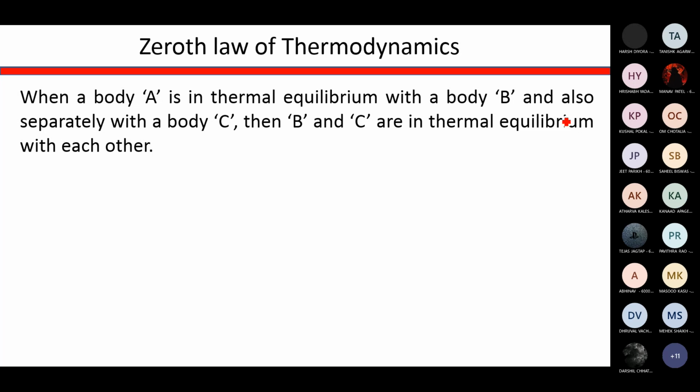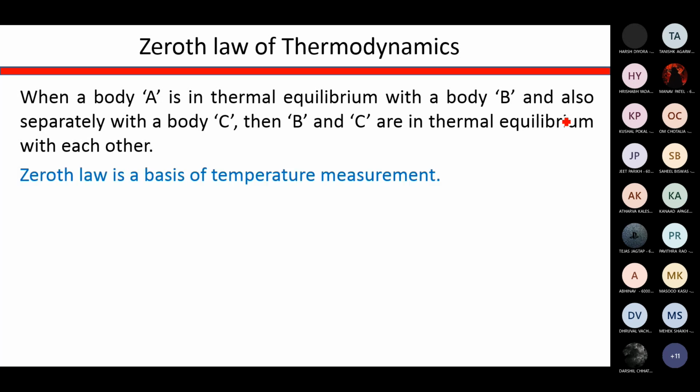Once again you read the statement: when a body A is in thermal equilibrium with a body B and also separately in thermal equilibrium with body C, then B and C are in thermal equilibrium with each other. It sounds something like if A loves B and if A loves C, then B and C love each other. It is something like that, right? But however, it may not be true. We will come to know.